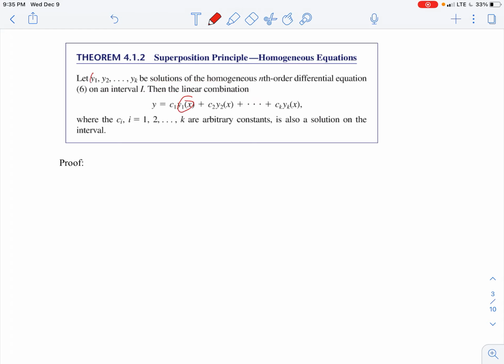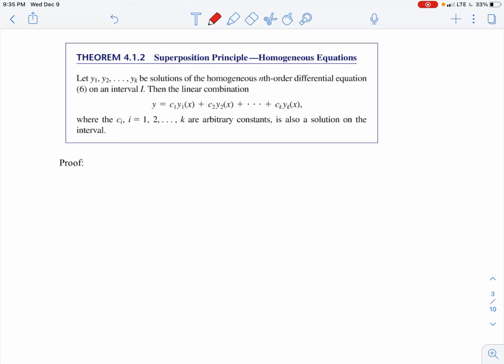So c1 y sub 1 plus c2 y sub 2 plus up to ck y sub k, where these c's are all going to be some arbitrary constants. All right, so let's see how that actually works.